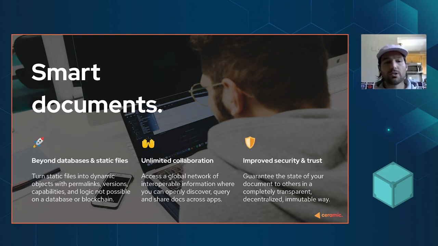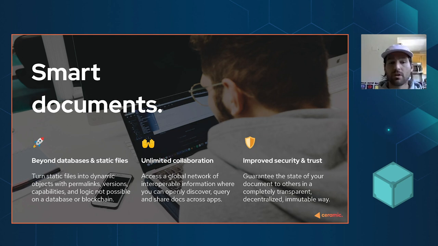And so what smart documents do is move content beyond databases and static files. So you can basically turn your files into dynamic objects that get a permalink that never changes. They have verifiable versions, so you can update these files completely permissionlessly. You can give each file its own capability set and logic. So you can do cool things like define the rules that govern what constitutes a valid update to that content in really dynamic and interesting ways, which I'll jump into.